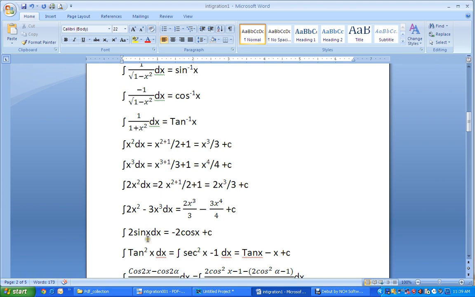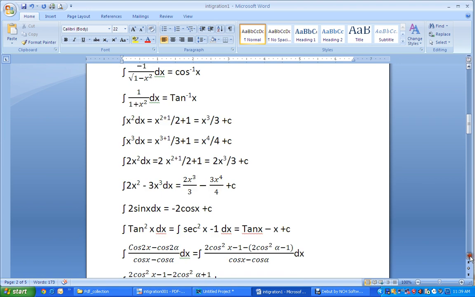Similarly for 2 sin x, 2 is a constant, so we can take it outside. So 2 is outside, and for integration sin x, the formula is minus cos x. So the value will become minus 2 cos x and then plus c. Integration tan square x.